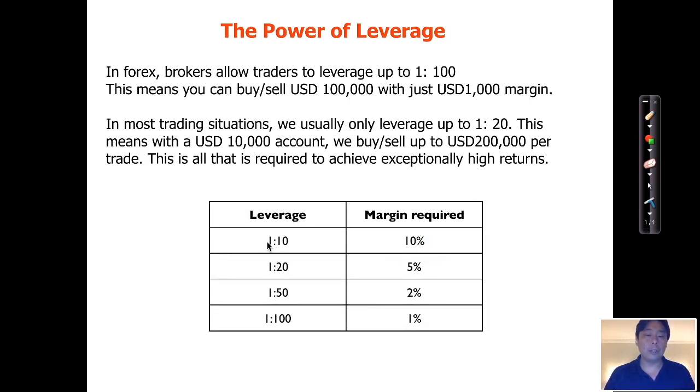Okay, so notice that based on the leverage, it tells you the margin required. Again, 1:20 means that we just put a 5% deposit, or 5% of the contract size, to go long or short on the position. All right, so that's how we use leverage.